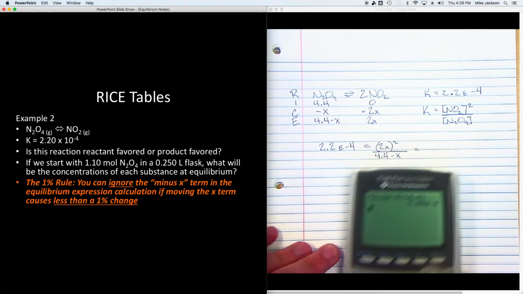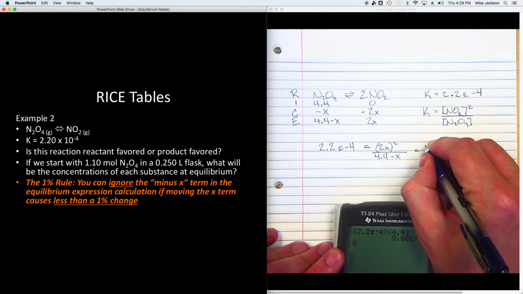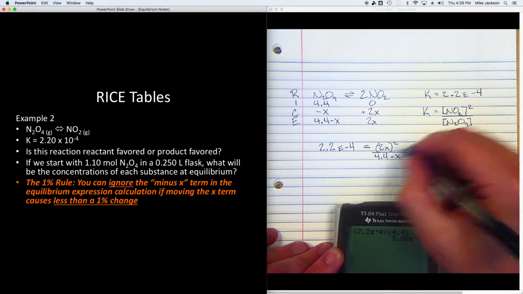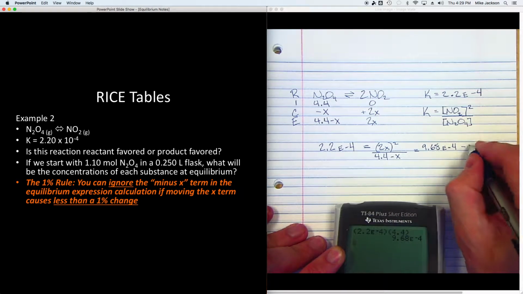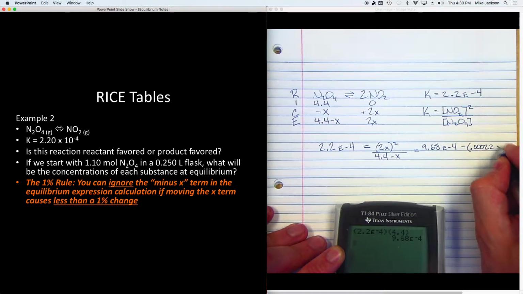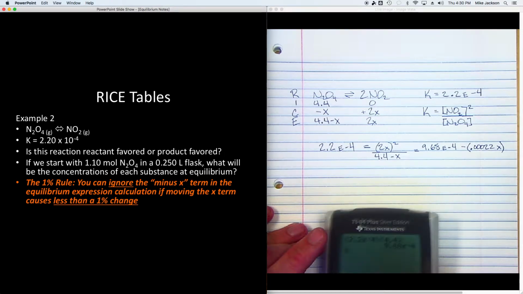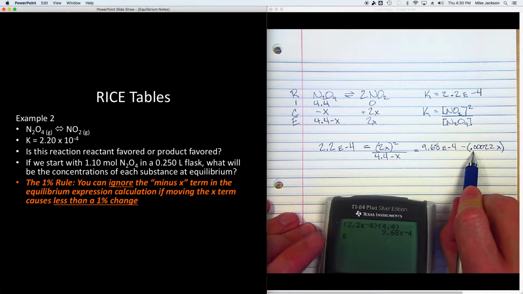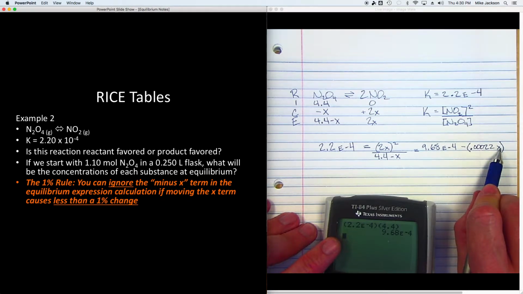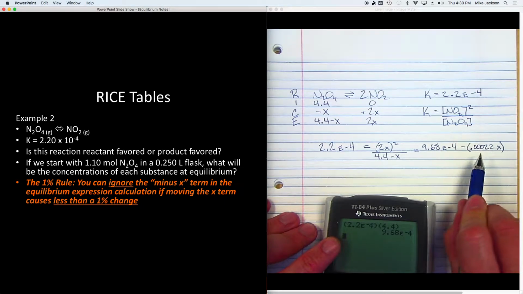I have 9.68 times 10 to the minus 4. And I will subtract from that 2.2 times 10 to the minus 4, so 0.00022x. So really, if I subtract this quantity from the minus x term, if I subtract this quantity from literally anything, will it affect a large change?